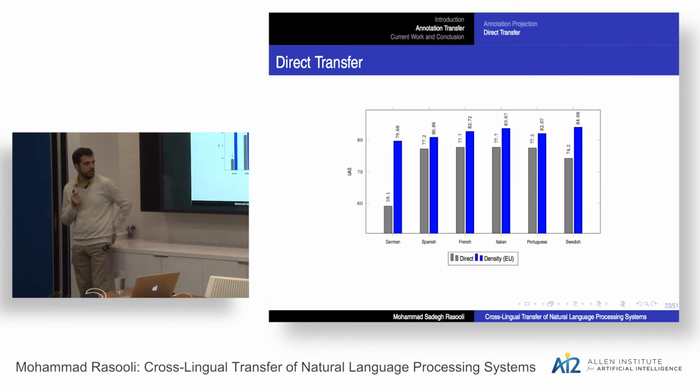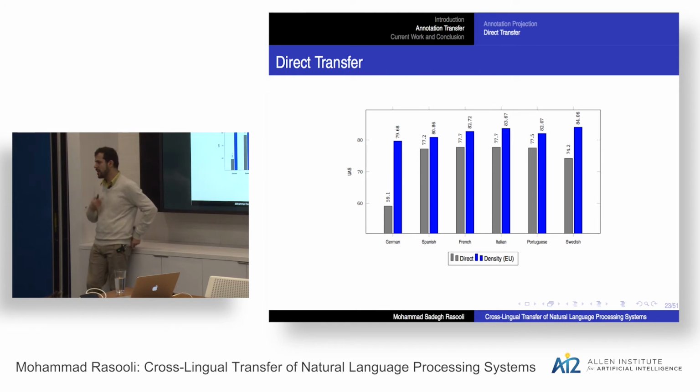So here the gray bar shows the accuracy of direct transfer models compared to the accuracy of an annotation projection model, showing that if we remove lexical features, we lose a lot of information, and the direct transfer model is not reliable for us. That's only good when we don't have any translation data.